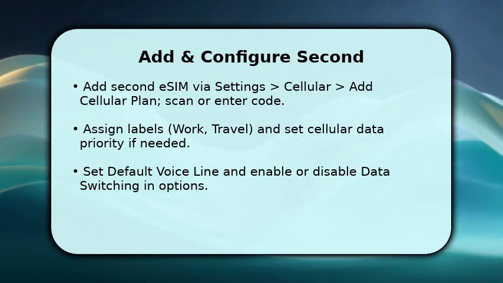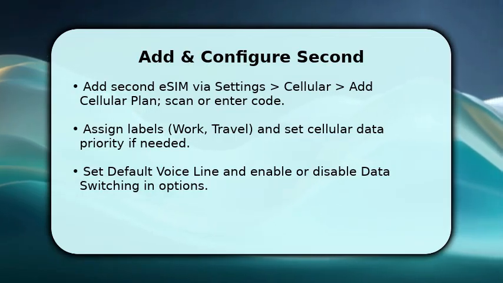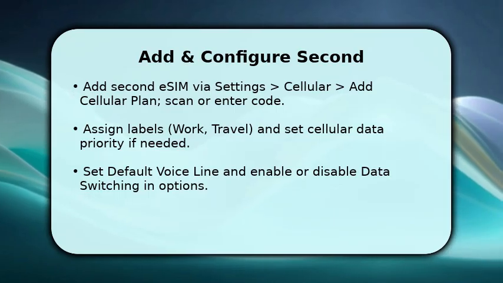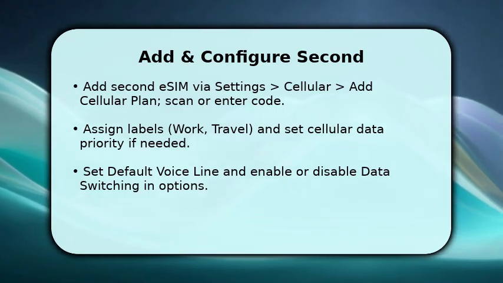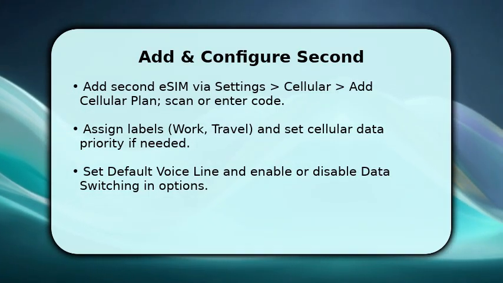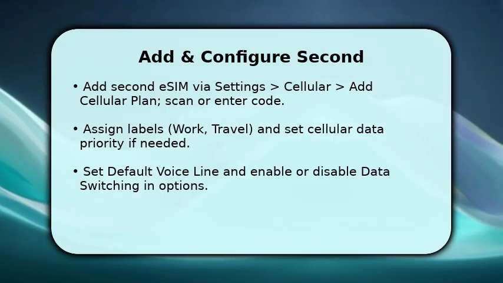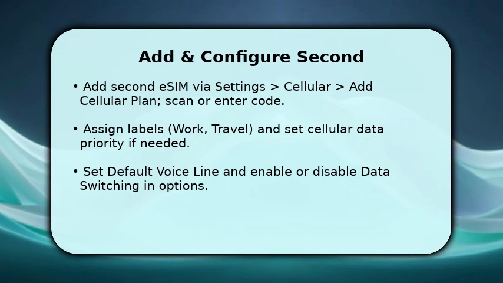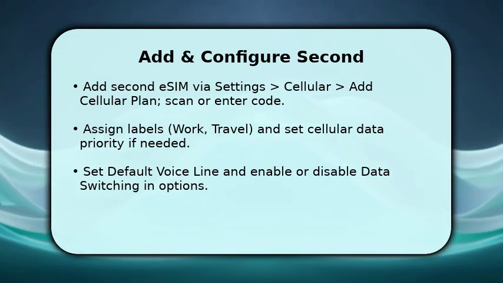Once added, label it clearly and go into Cellular Plans to choose the default voice line and which plan handles cellular data. If you want automatic fallback, enable Allow Cellular Data Switching. Otherwise, pin data to one line. These choices control call routing and app data charges, so finish by testing both lines.